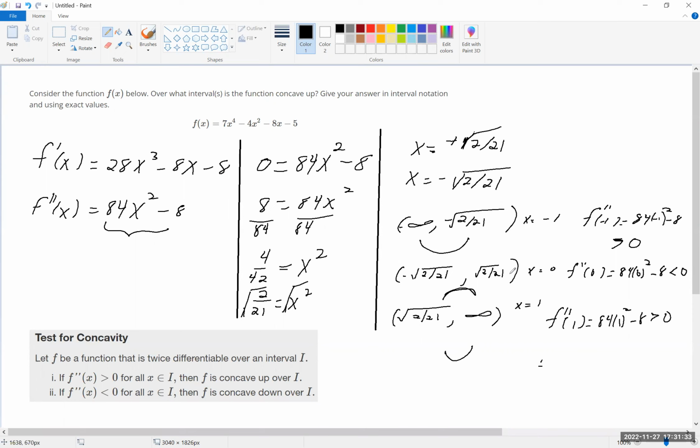So it's going to be concave up on this interval and on this interval, which is what we're looking for.